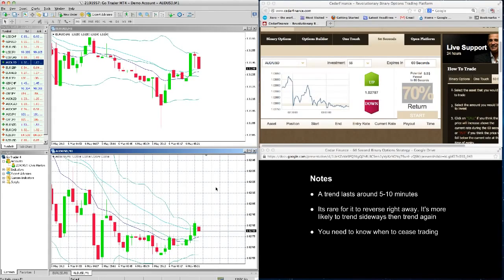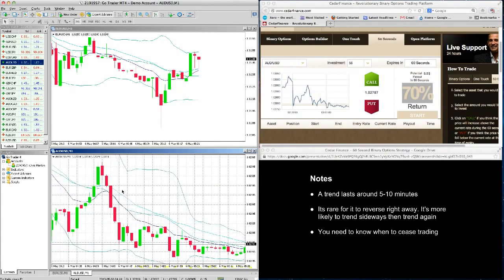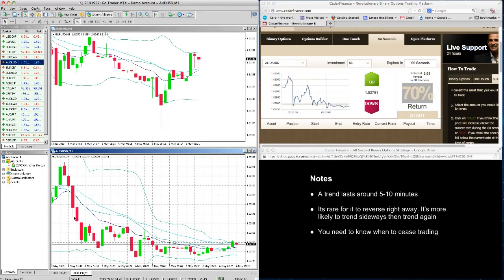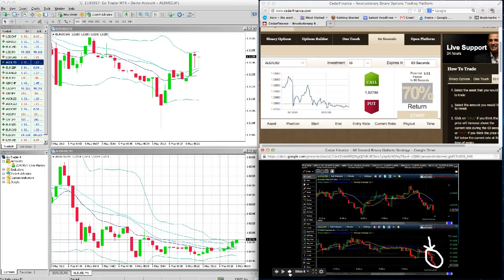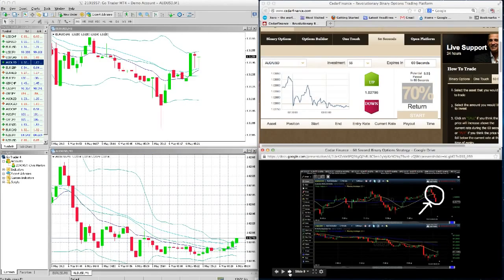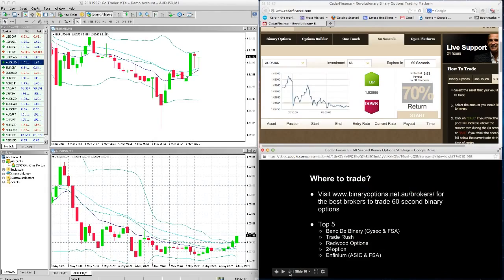It's rare to see a reversal straight away, but in this particular case, you actually did see a reversal pretty much straight away. So you need to know when to stop trading. Otherwise, if you keep on trading and there's no more trend, you're just basically going to lose. Okay, so these next two slides here are just examples.